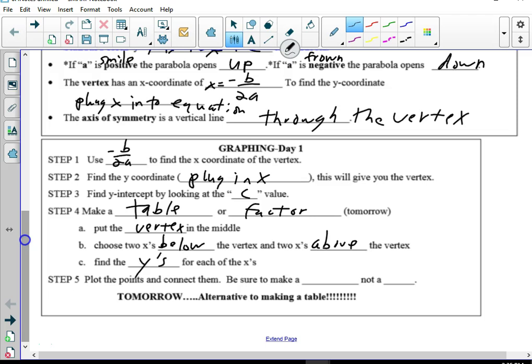And you'll fill in the table by finding the y's of each of the x's. So it's very important. You're going to find 5 points. The vertex, 2 above, 2 below. Then you're going to plot the points and connect them. And you're going to make sure you make a U, not a V.